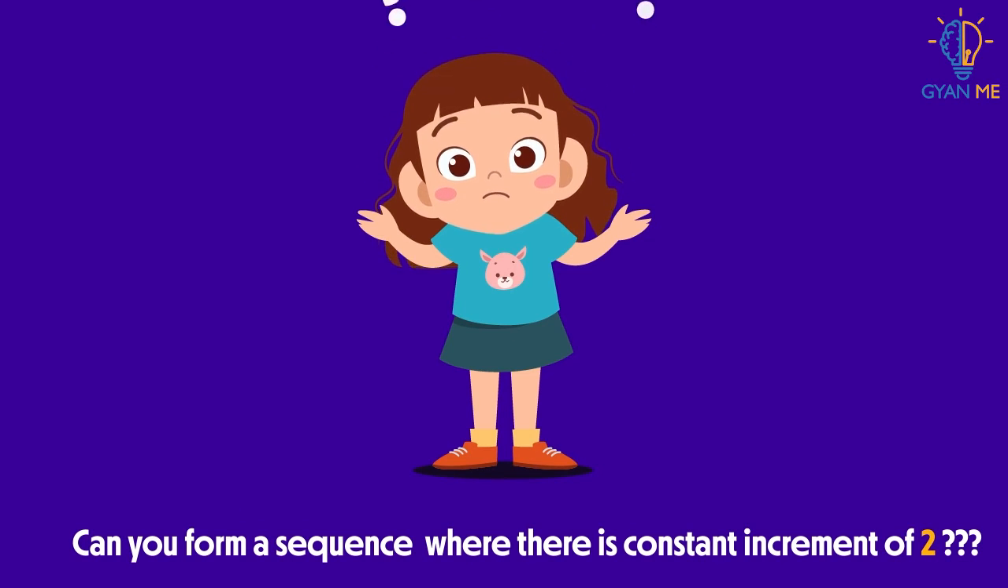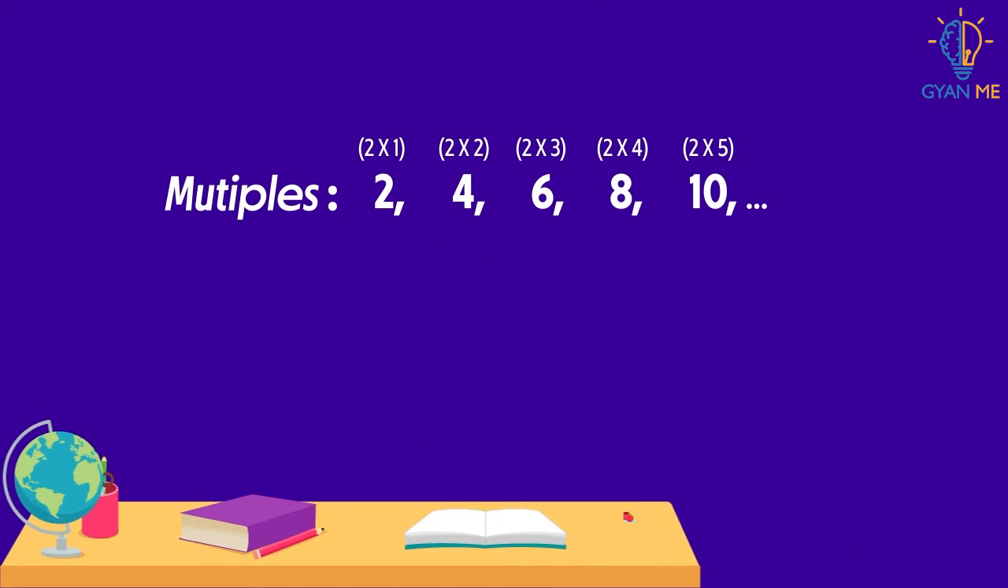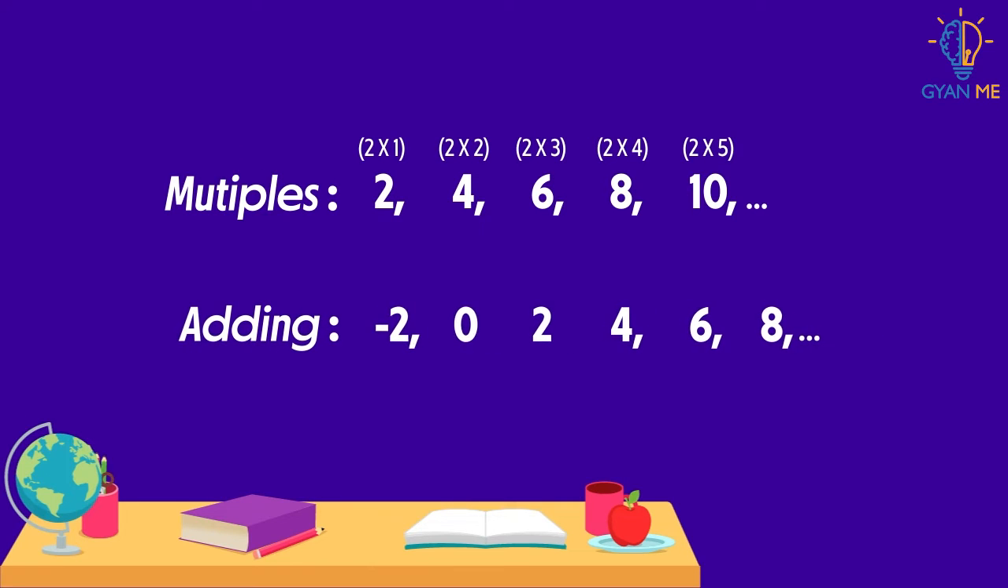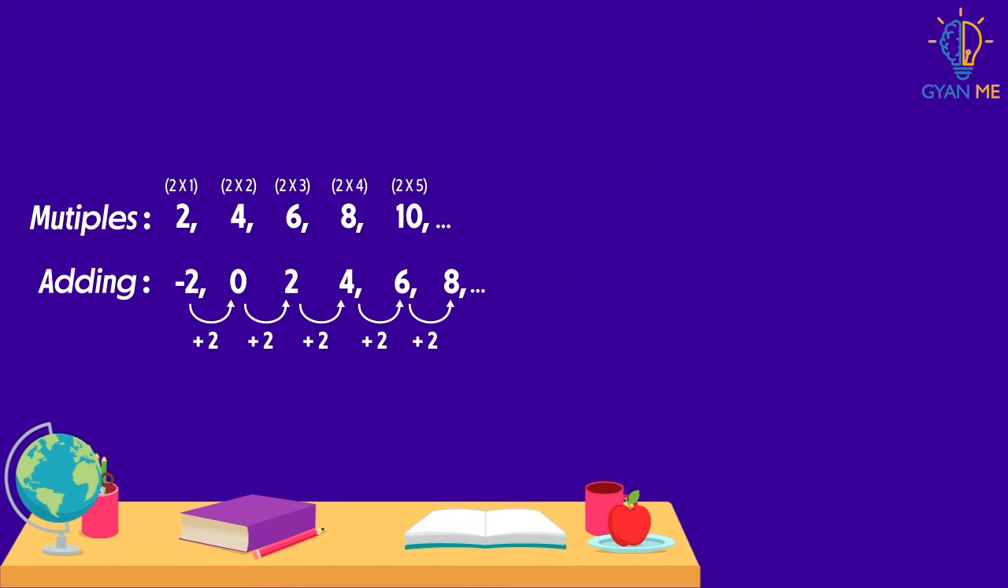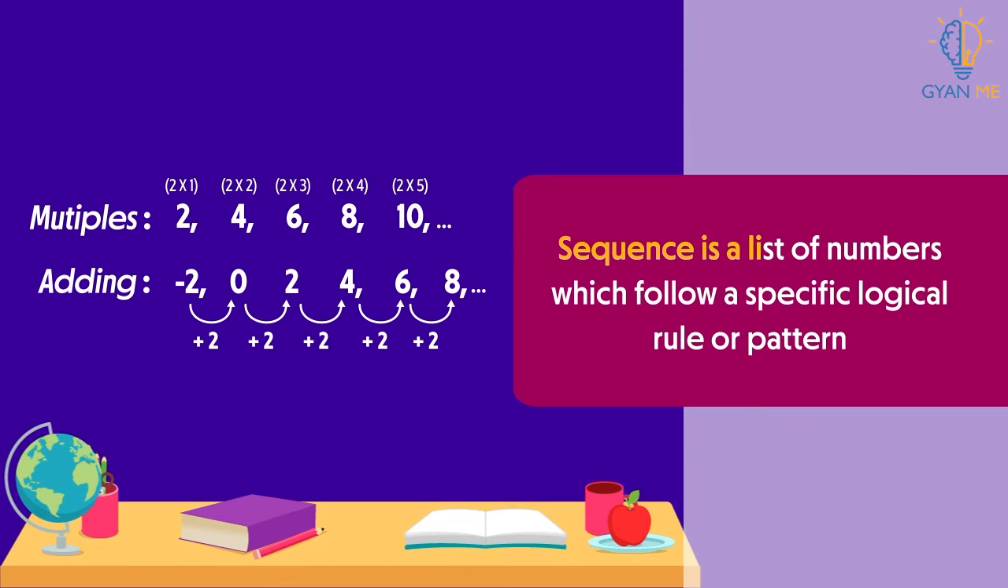It is very simple students. Just write down multiples of 2 or just write down numbers by adding 2 to the preceding number. Like for example 2, 4, 6, 8, 10 and so on. Or 0, 2, 4, 6, 8 and so on. So from these examples, can we define what a sequence is? A sequence is a list of numbers which follow a specific logical rule or pattern.